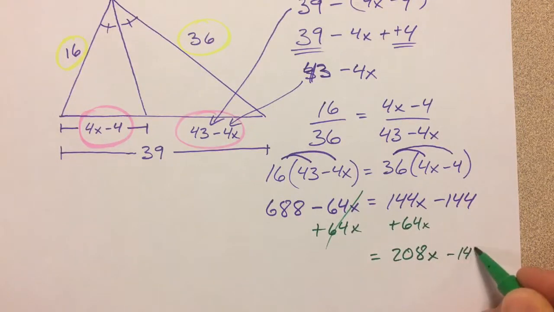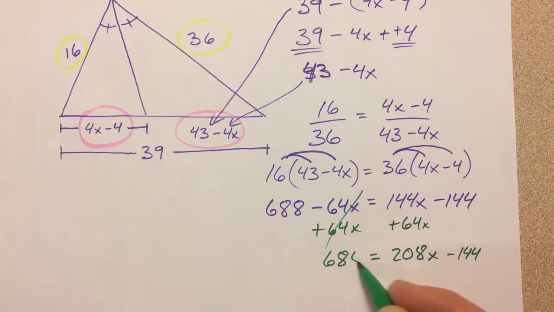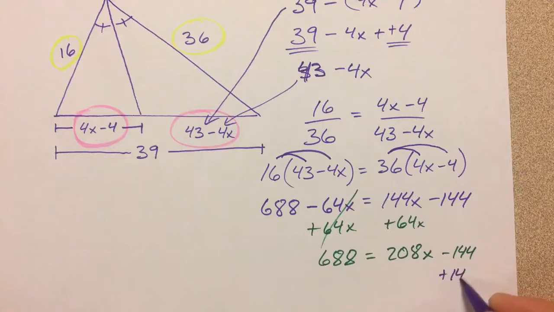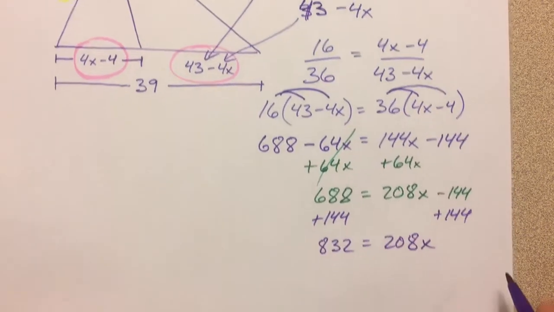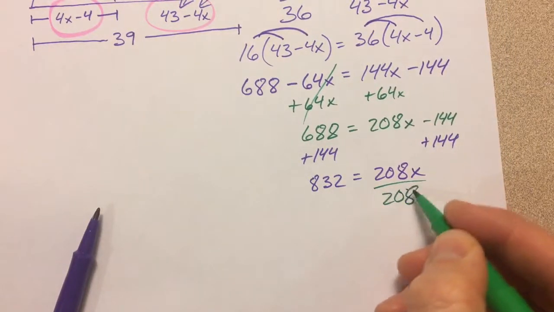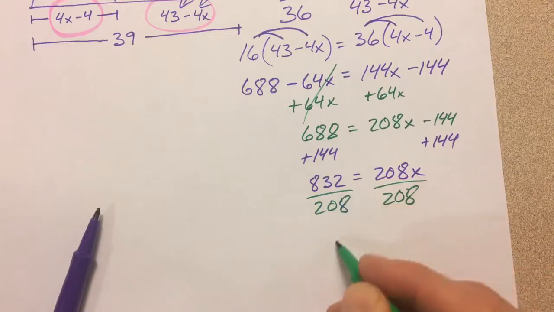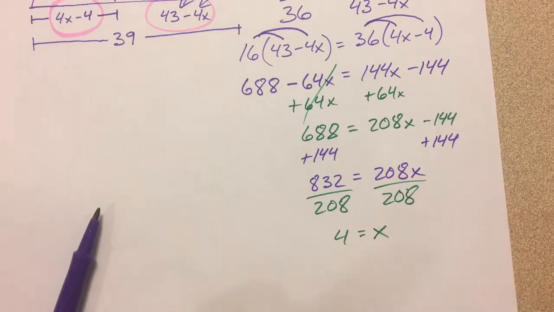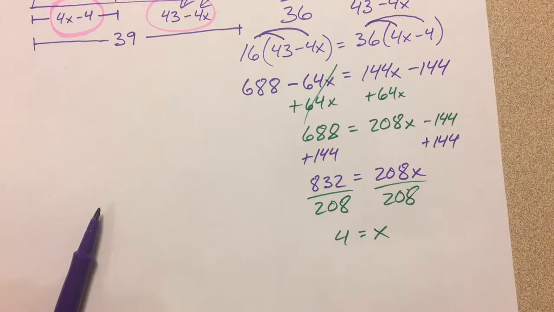Now we could do the 144 in one step. Let's take care of it in a second step here. Add 144. We get 832 equals 208x. And then we can divide by that 208. And we can get 4. So x is equal to 4.